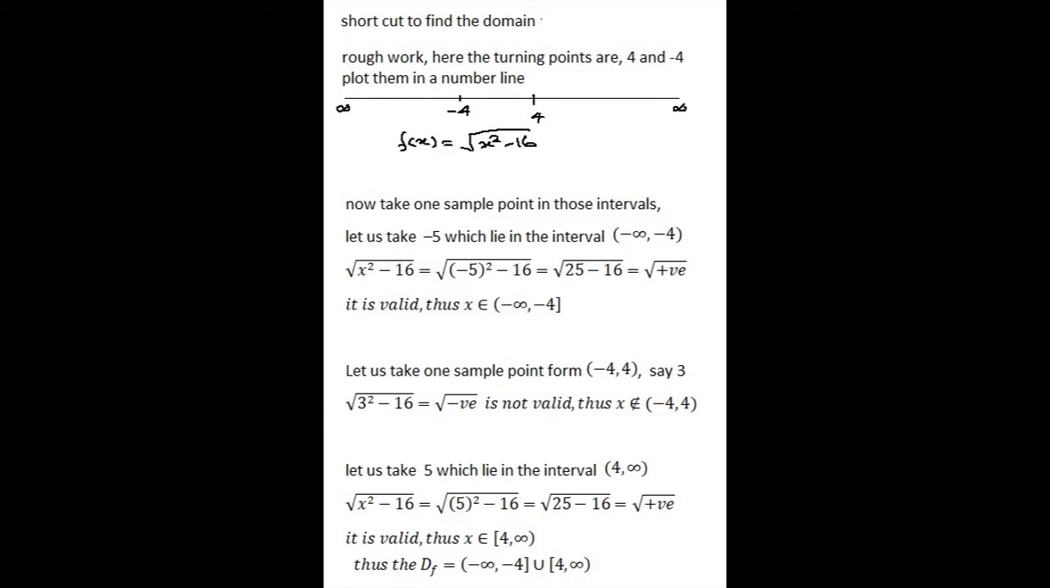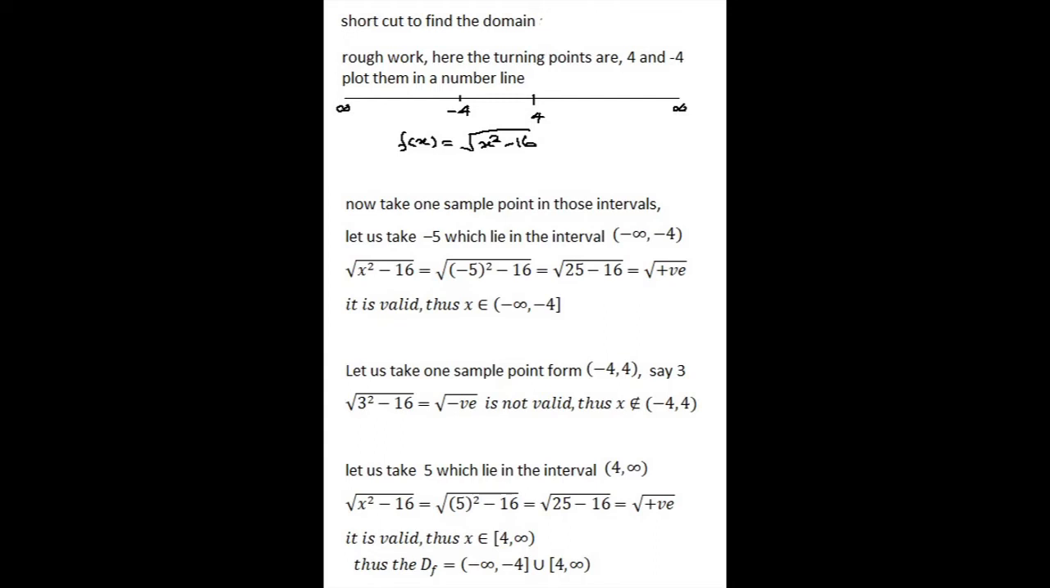Then now take one sample point in those intervals. Say from minus infinity to minus 4, say minus 5. If I substitute minus 5 for the value of x, it will be minus 5 the whole square minus 16. So minus 5 the whole square is anyway 25. 25 minus 16 is positive. Okay, it is acceptable. So x can take the values minus infinity comma minus 4.